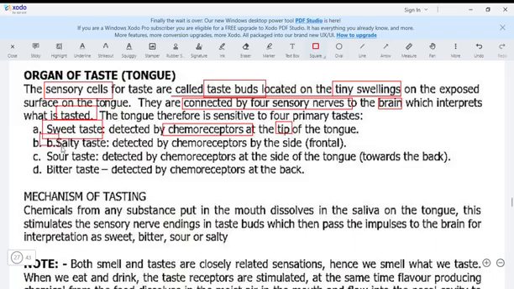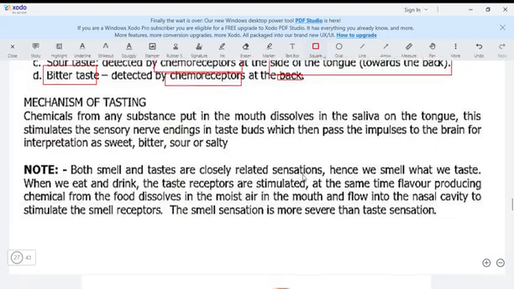Then we also have what we call salty taste. This is detected by chemoreceptors also, and this one is always found by the side, which is the frontal side of the tongue. We also have sour taste. This one is detected by chemoreceptors also, but at the side of the tongue towards the back. Then the bitter taste is always detected also by chemoreceptors, but at the back of the tongue.